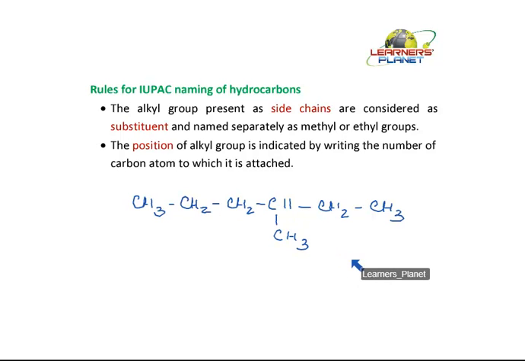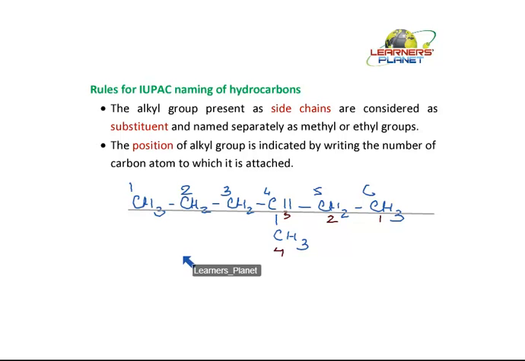Now first of all, what you have to do is number the chain, or select the longest chain. Let's start numbering. If I'm starting numbering from the left hand side, what I'll get is 1, 2, 3, 4, 5, 6. And if I am taking another chain, quite possibly this chain, 1, 2, 3 and 4. So which is the longest possible chain, students? The longest possible chain is this one. Now in this longest possible chain, how many carbon atoms are there? There are 6 carbon atoms.